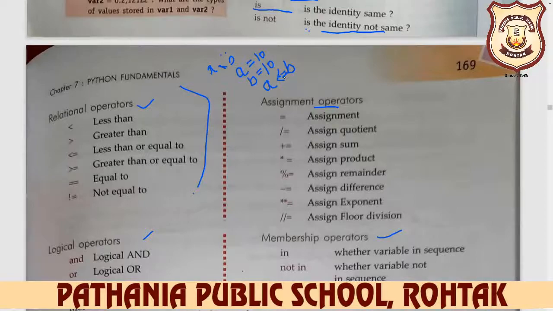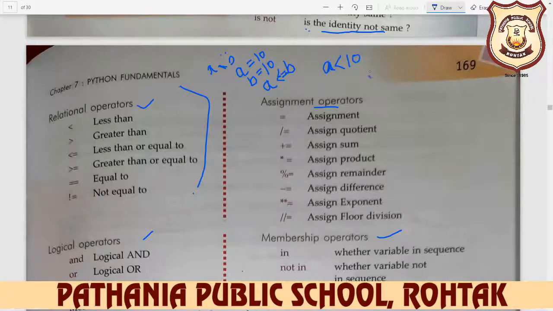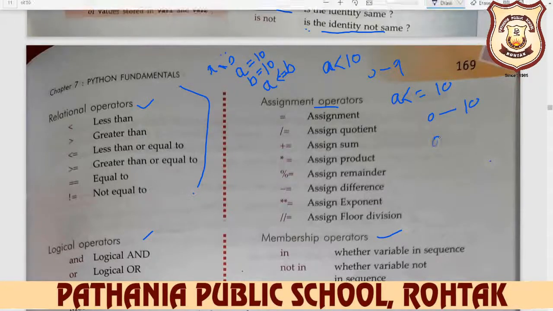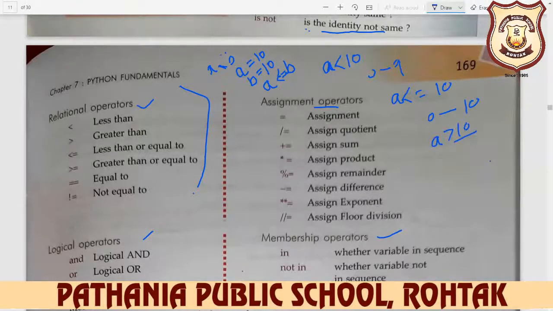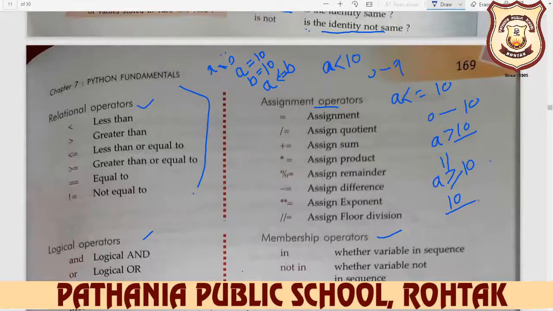And what is the difference between less than and less than or equal to? Less than means, for example, we want to write A less than 10, so it takes the values 0 to 9. But when we write A less than or equal to 10, it takes the values 0 to 10. Same like A greater than 10, it starts the value from 11, but when we write A greater than or equal to 10, it starts the value from 10.